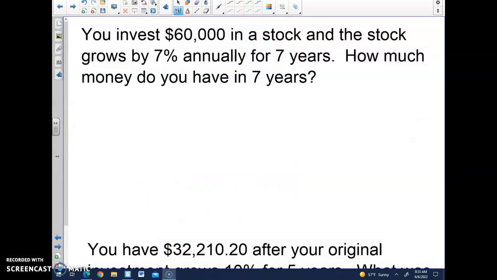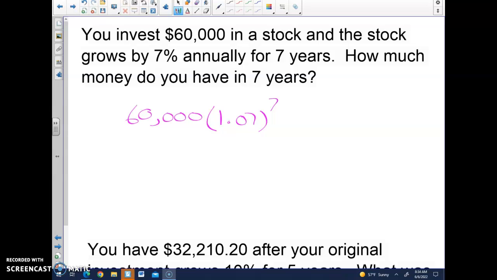So in this problem, I invest $60,000 and it does a lot better. Okay? It grows 7% annually for 7 years. How much money do you have in 7 years? So when we have a growth, it's 1.07. It's 1 point, whatever that percentage is, for 7 years. And now, once again, I'm just doing my exponent first.